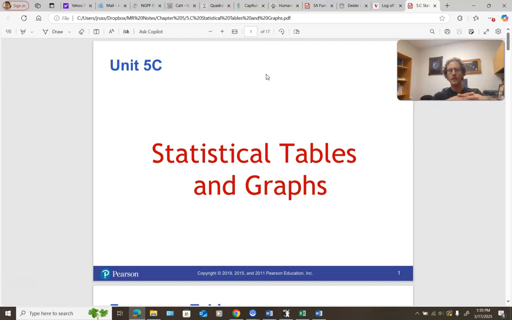Okay, well, ideally, you want to allow that data to tell a story or to create a narrative with that data. Okay, and one of the ways in which we can do that is by knowing how to organize the data and then how to display the data graphically. And that can give us some intuition as to maybe what that data is trying to tell us. So we're going to be looking at statistical tables and graphs.